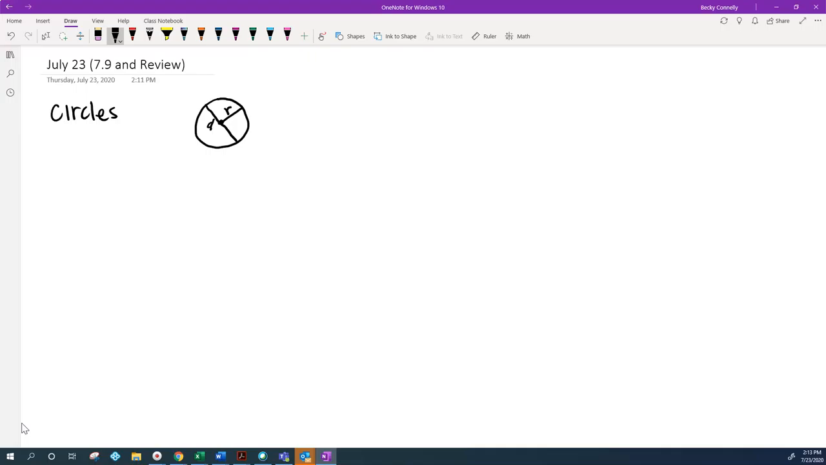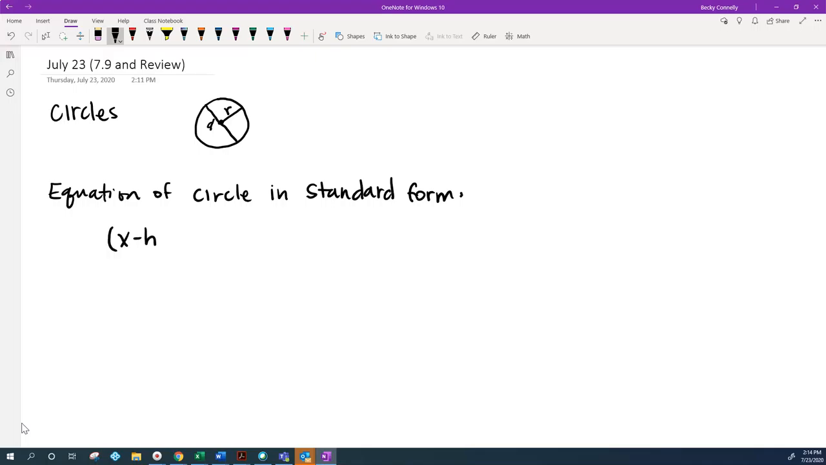And then there's an equation of a circle in standard form that you're going to see, but then you're also going to see an equation in general form. So we'll talk about these two different forms. Okay, so equation of a circle in standard form. This is something you'll need to know in order to write an equation of a circle. And it says x minus h all squared plus y minus k all squared equals r squared.